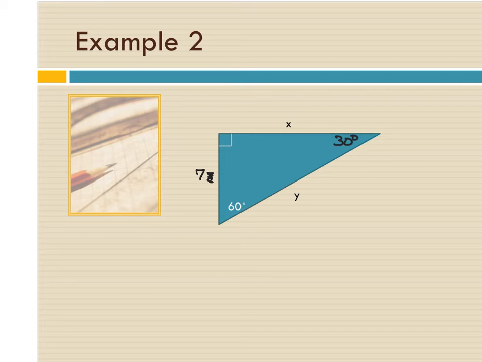So the side across from 30 is always a. The side across from 60 is going to be a square root 3. So if a is 7, this side over here, x, is going to be 7 square root 3. And then the y, that's 2 times a. So a was 7, so I'm going to do 2 times 7. And this side, or the length of y, is 14.